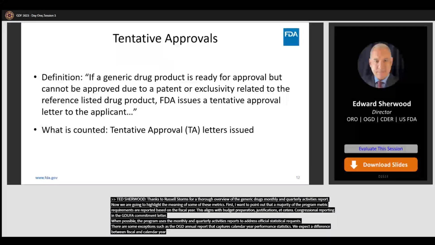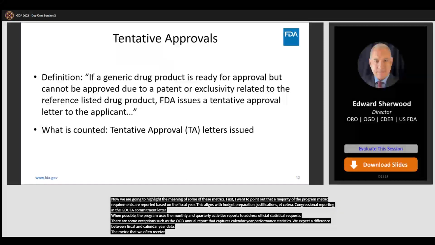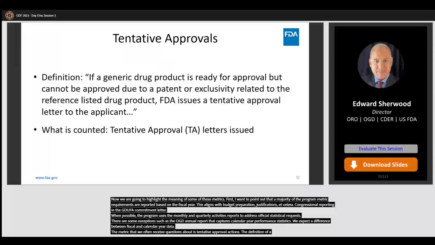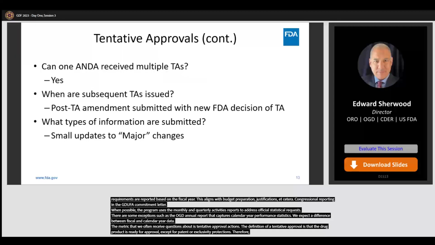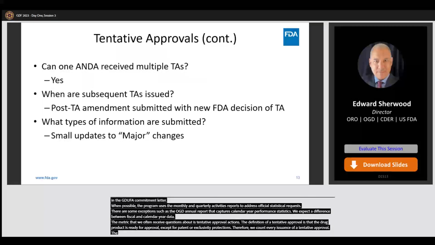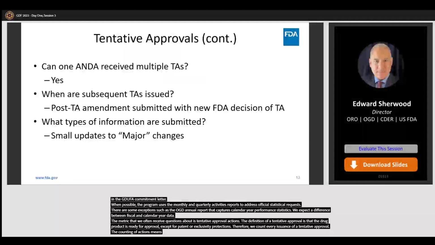A metric that we often receive questions about is tentative approval actions. The definition of a tentative approval is that the drug product is ready for approval except for patent or exclusivity protections. Therefore, we count every issuance of a tentative approval. The counting of actions means that the same ANDA may be tentatively approved multiple times.